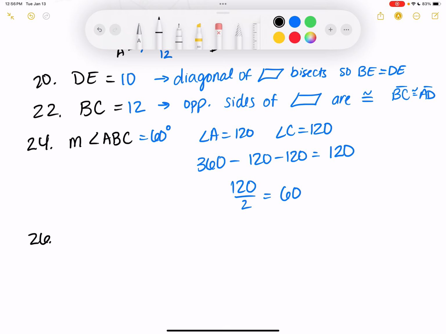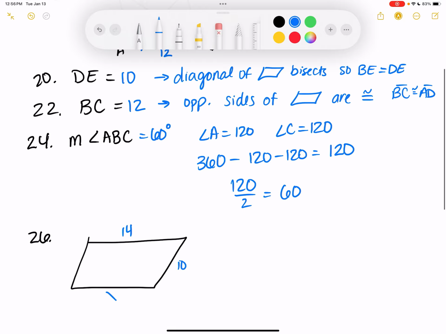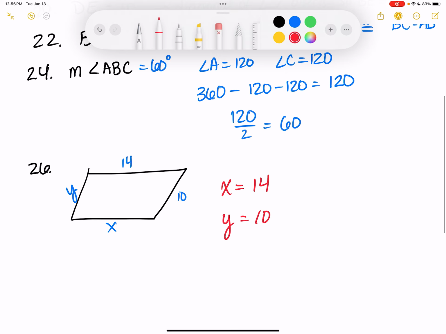26. These ones say to find the value of each variable in the parallelogram. What is x equal to? 14. What is y equal to? Obviously that one's pretty easy. A lot of them are going to make you solve something out, but these are just having you apply theorems to solve for them.